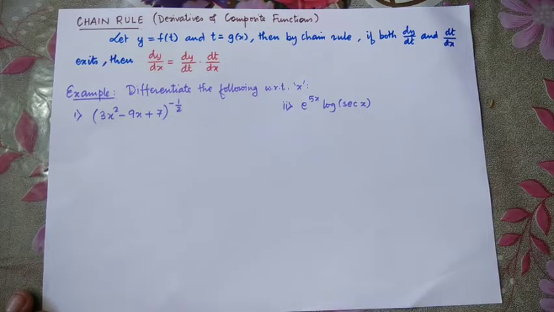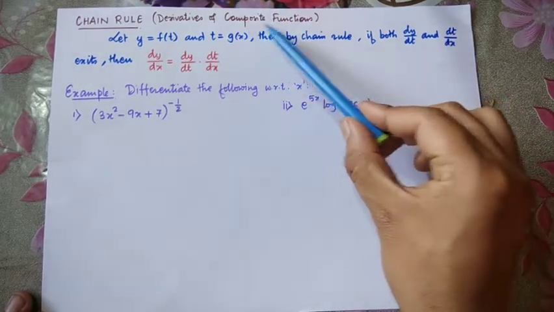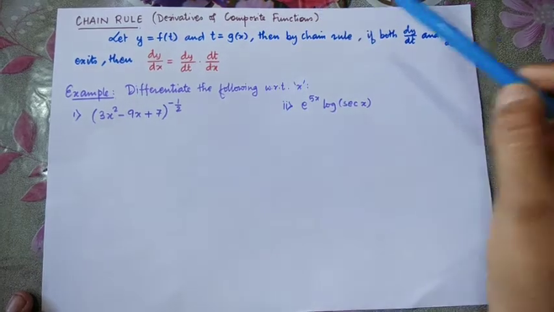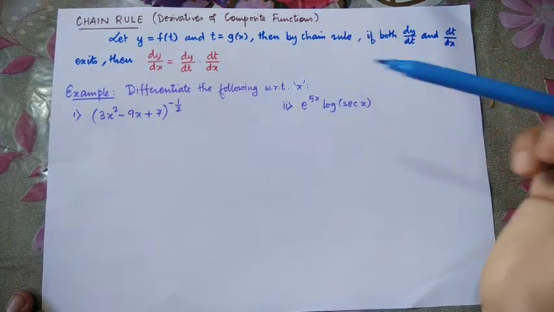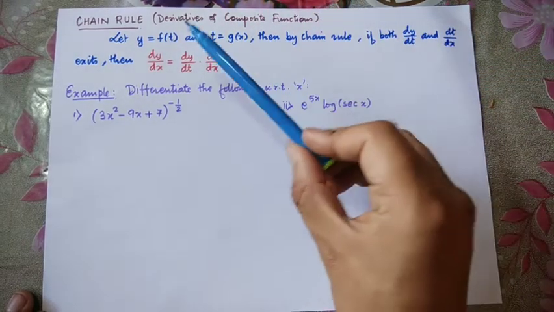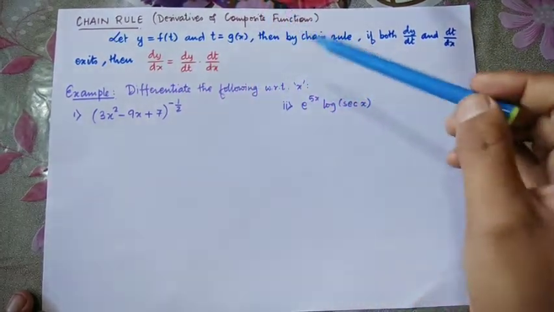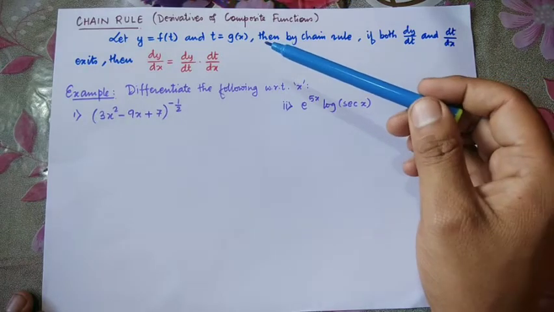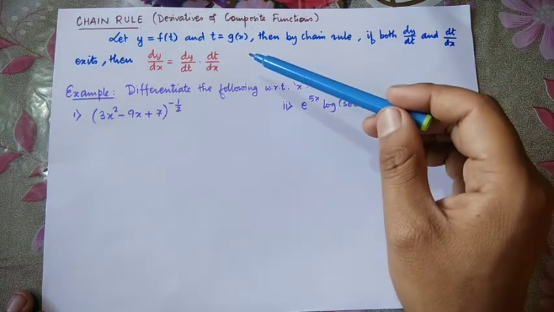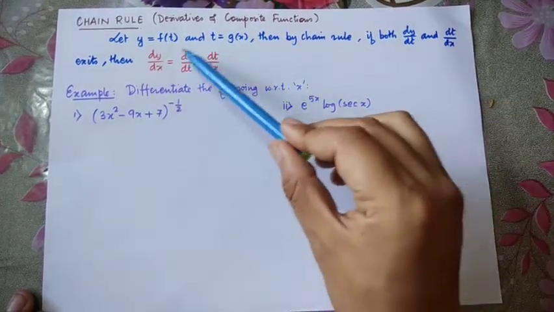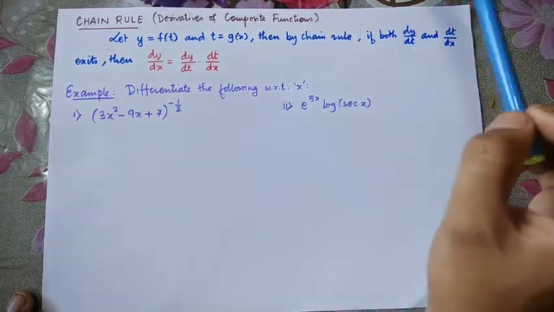Now let us start the new topic for today, that is chain rule. In chain rule we find the derivatives of composite functions. We have already talked about composition of functions in the continuity class. The definition for chain rule is somewhat like this, but let us not go into the definition because it will be difficult to understand.